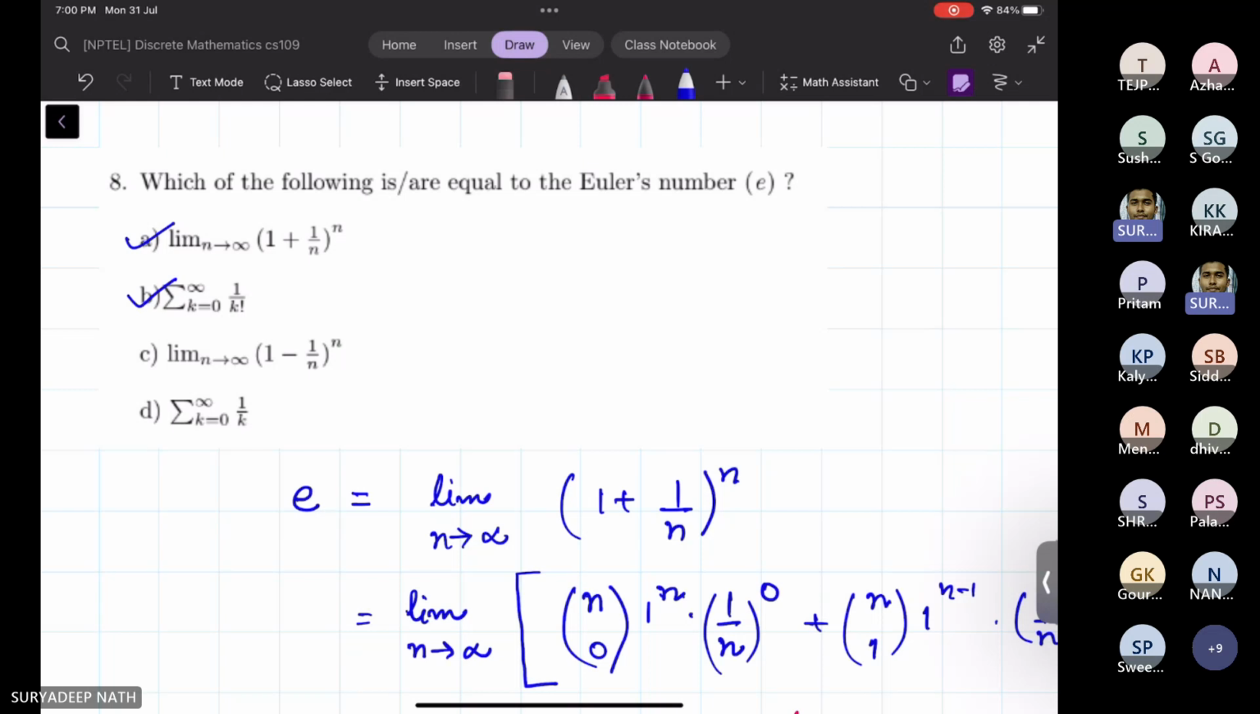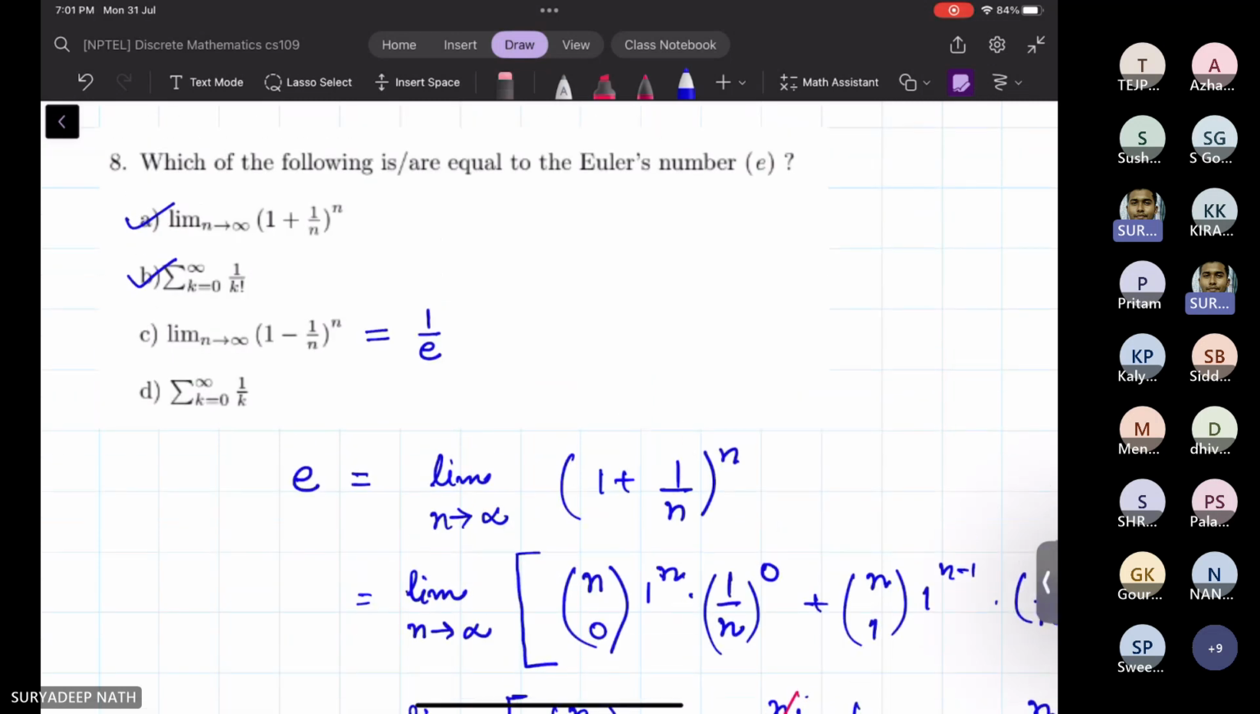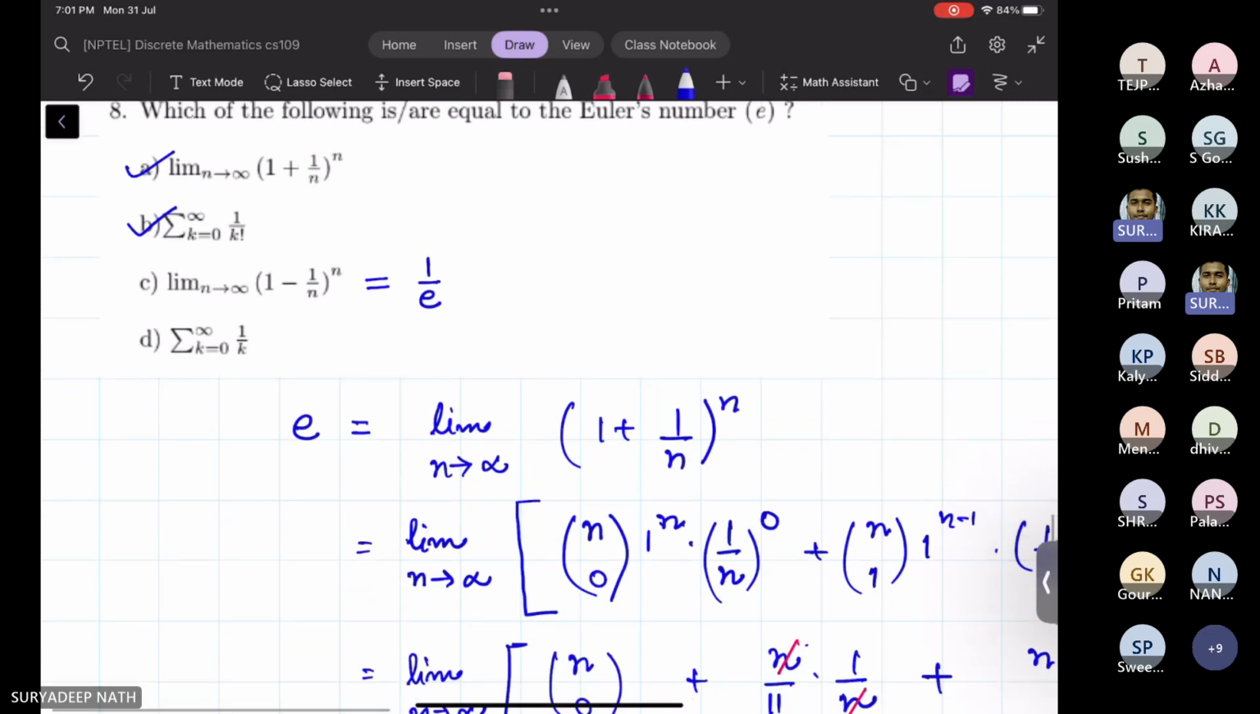Option c is not equal to e, but it is equal to 1 over e. If you expand c, you will find that it turns out to be 1 over e. So if you multiply a and c, you will get 1. And d is obviously not right because we have a k factorial and here it's only mentioned k. I hope that's clear.